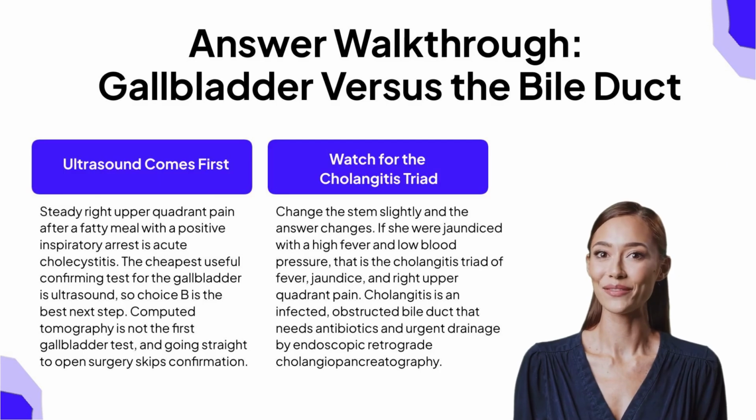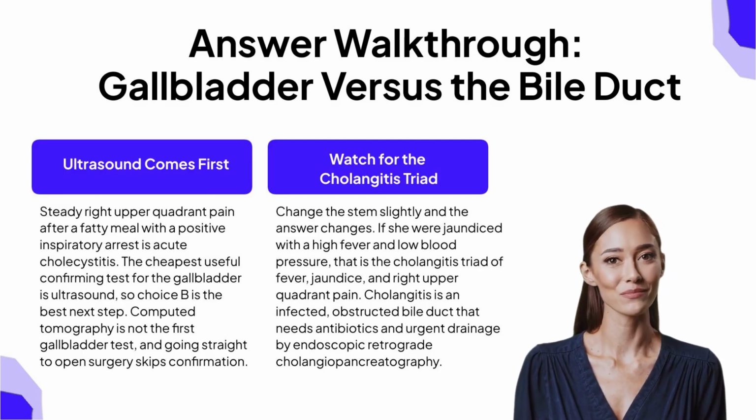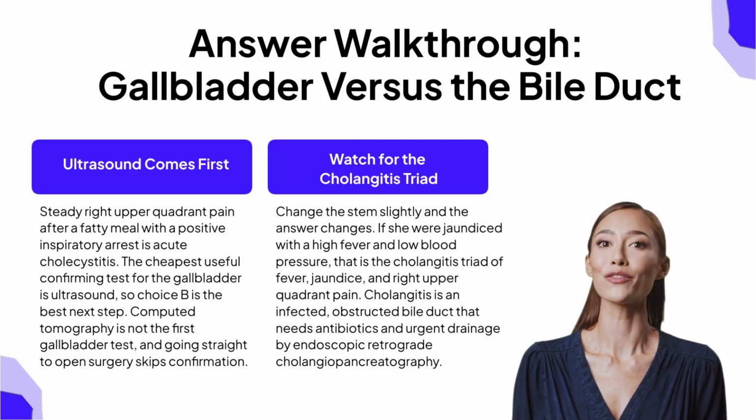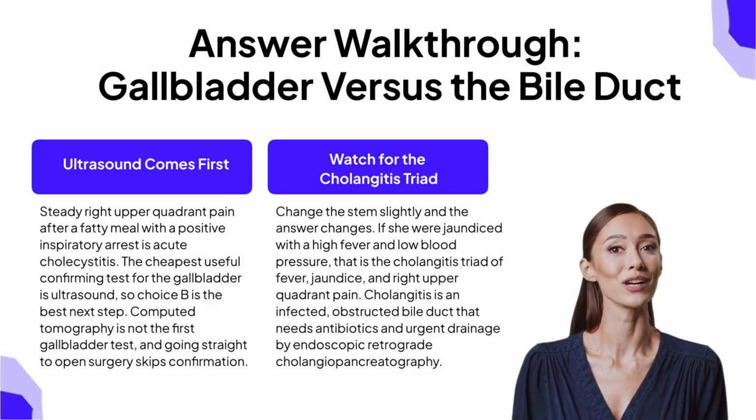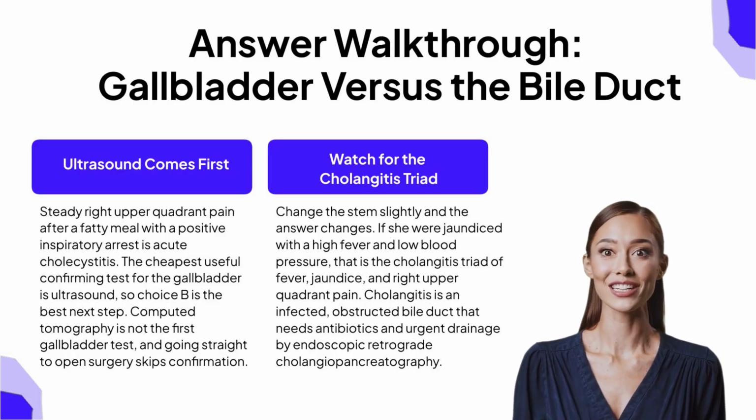Here is the reasoning. This is acute cholecystitis, inflammation of the gallbladder, given the steady right upper quadrant pain after a fatty meal and the positive Murphy sign. The cheapest useful test to confirm the gallbladder is ultrasound, so choice B is correct.